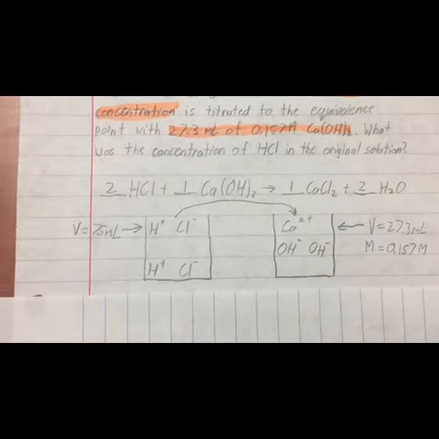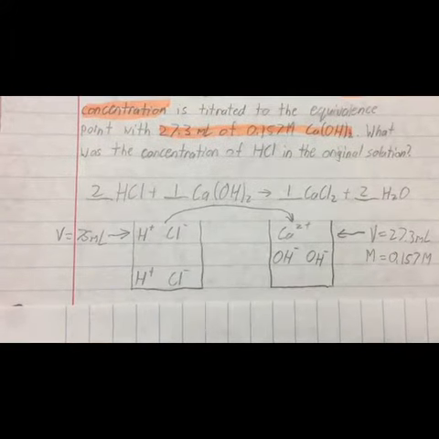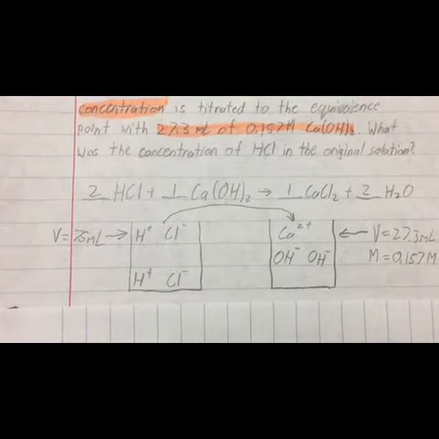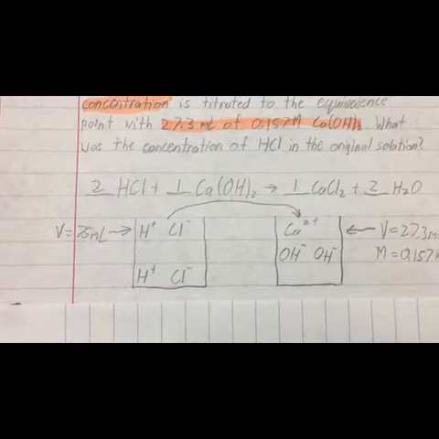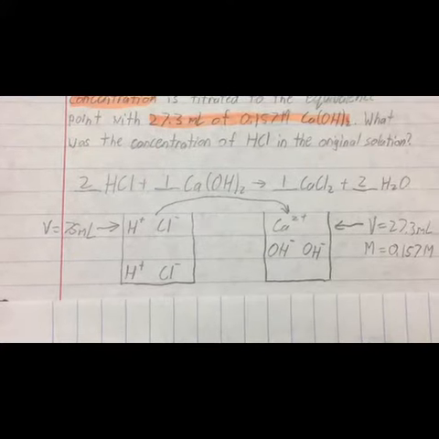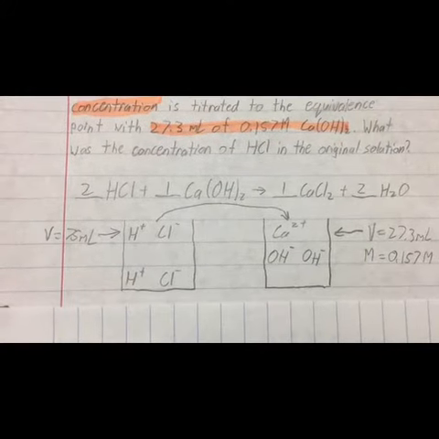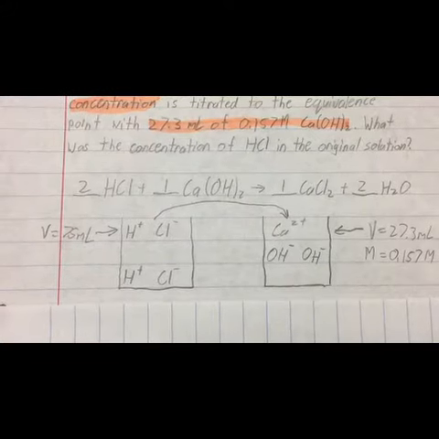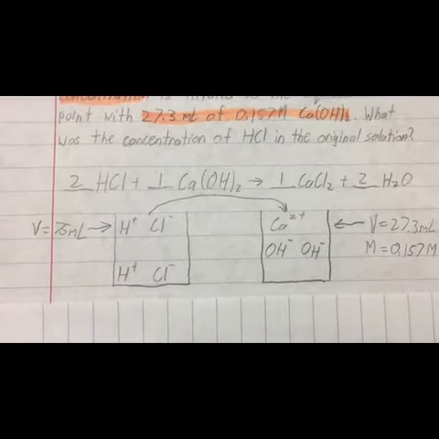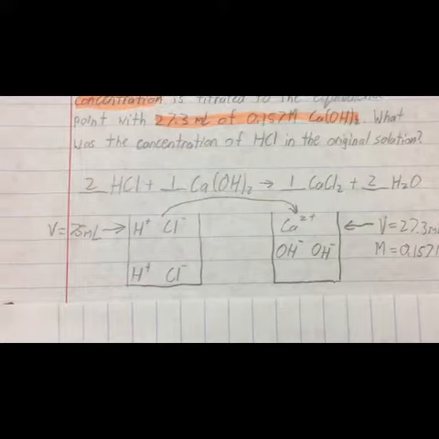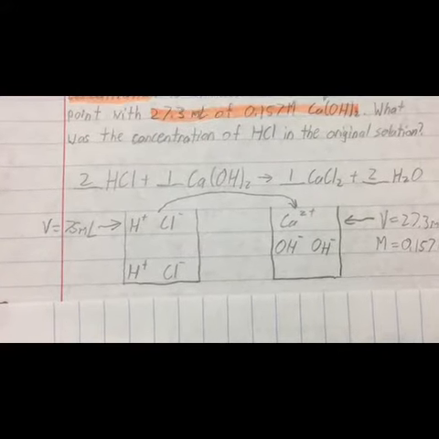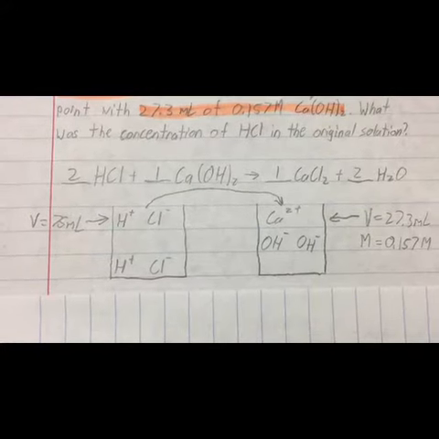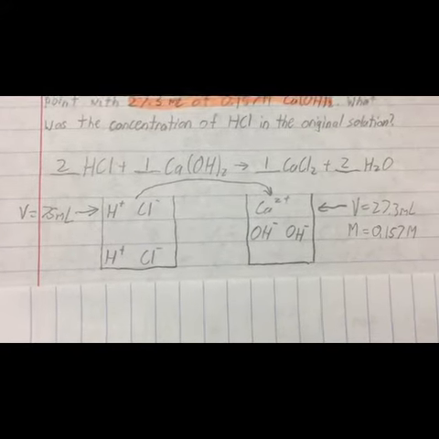In the next step, we draw a diagram to make this problem even easier to picture. For the calcium hydroxide, we have 1 mole, so we have Ca2+ and 2 OH-. And we have the volume and the molarity: a volume of 27.3 milliliters and a molarity of 0.157. For the hydrochloric acid, we have 2, so we have 2 H+ and 2 Cl- with a volume of 75 milliliters, but we don't know the molarity, which is what we're looking for in this equation. So we move on to the next step to find that.